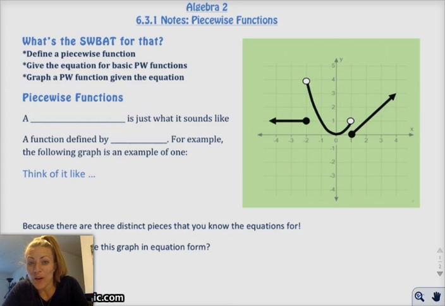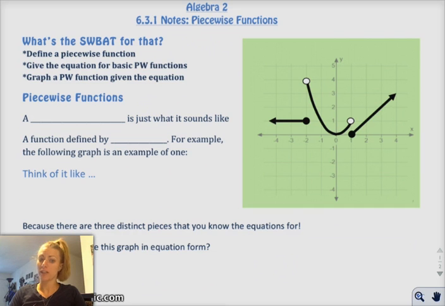Okay, so we're starting something kind of newish. Still functions, but piecewise functions is what we're going to be starting today. So that's fun. By the end of today, we're going to be able to define a piecewise function, give equations for piecewise functions, and graph piecewise functions if you're given an equation for them.